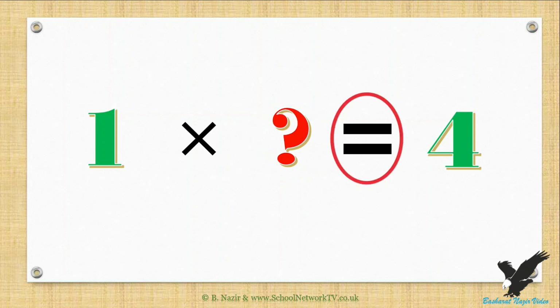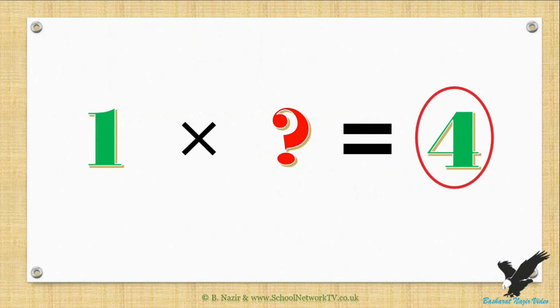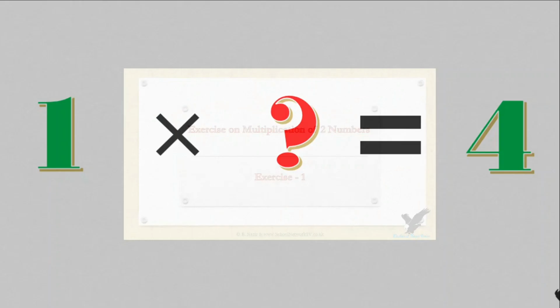Next, we have the equal sign, which tells us that both sides of the equation are in balance, meaning they are equal in value. On the right side is the result already worked out. We have to ensure that the left side also gives us the same result. So, let us get started with the exercise.